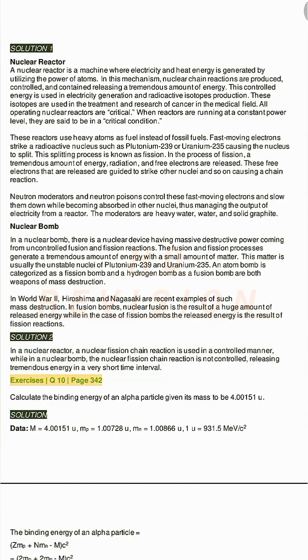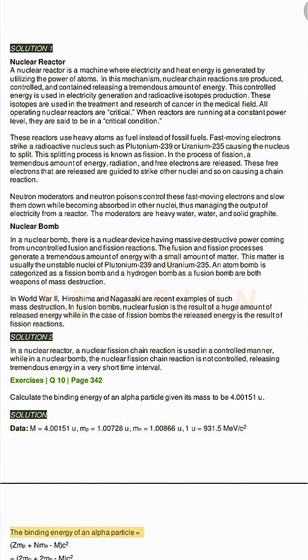Exercises Q10, page 342. Calculate the binding energy of an alpha particle given its mass to be 4.00151 u. Solution. Data. M equals 4.00151 u. Mp equals 1.00728 u. Mn equals 1.00866 u. 1 u equals 931.5 MeV/c².